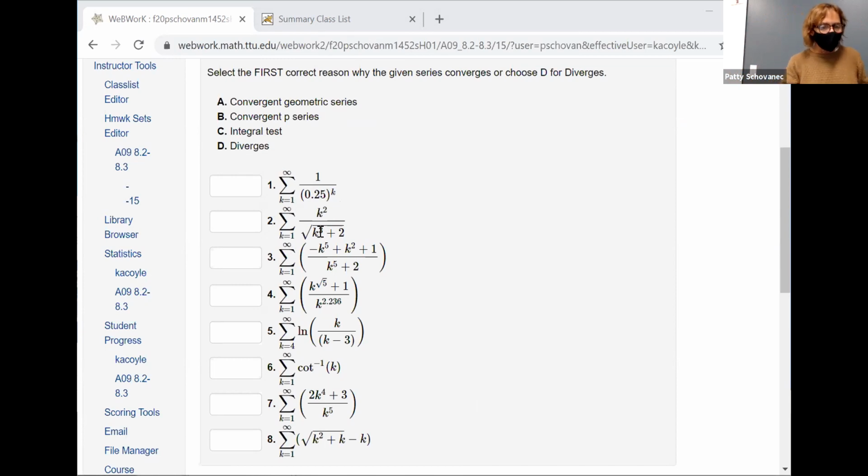So let's look at the second one. Number 2 has a power of k squared on top, and this is the square root of k cubed on the bottom. So that's like k to the 3/2 power. So you've got k squared over k to the 3/2 power. Which number is bigger? The top. If the top is bigger, then the limit is not 0. The limit's going to be infinite. So number 2 diverges by the test for divergence.